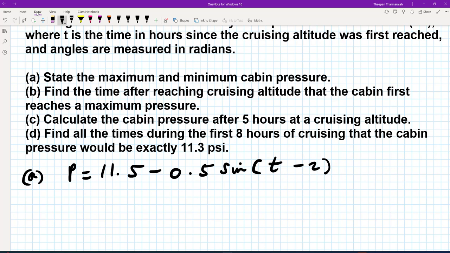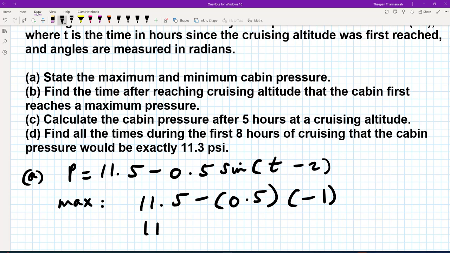Now don't forget, because this is a minus, the minus times the minus will become a plus, so that will be when it's the maximum pressure. So at maximum we're going to make sine (t minus 2) equal to minus 1. The minimum value of any sine x graph is minus 1, so we get 11.5 plus 0.5, which gives me 12.